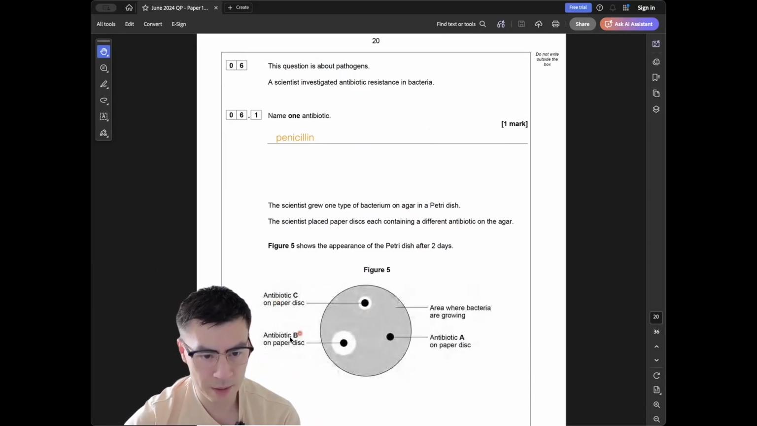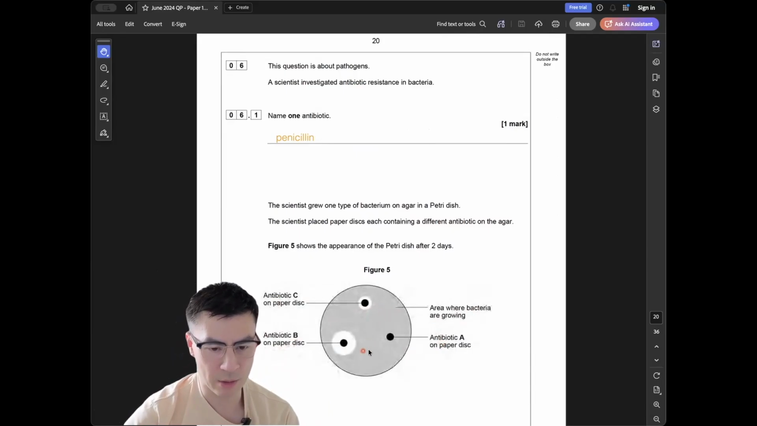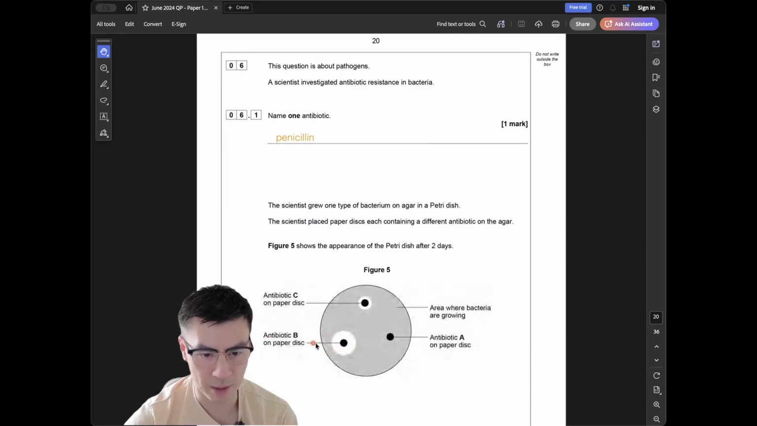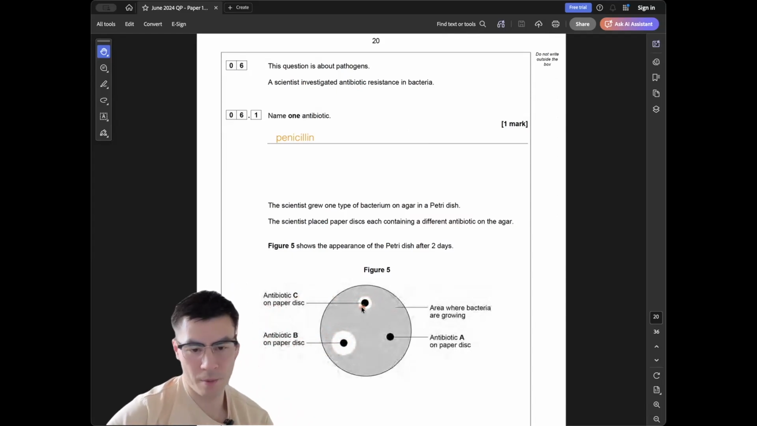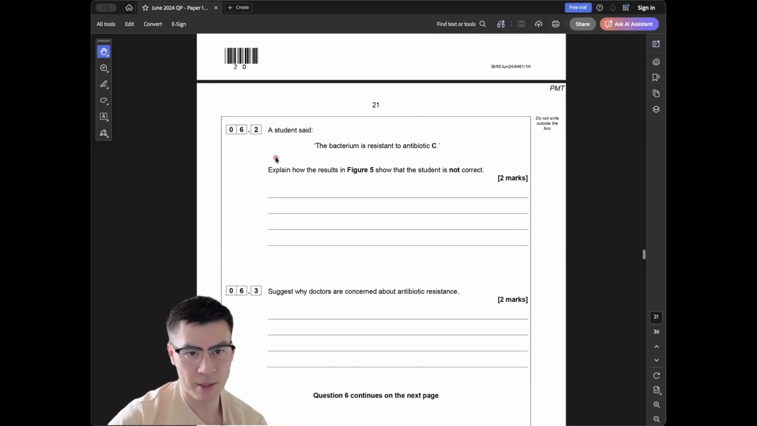Antibiotic C on paper dish, antibiotic B, antibiotic A, area where bacteria are growing. 咁個灰色呢度就有好多 bacteria 啦，咁你好明顯見到佢呢度係冇 bacteria growth。OK，所以 antibiotic B 係 work 嘅。antibiotic C 佢呢度有少少 area 係冇 bacterial growth，即係代表佢都 OK，但係唔夠 B 咁勁。A student said the bacterium is resistant to antibiotic C.